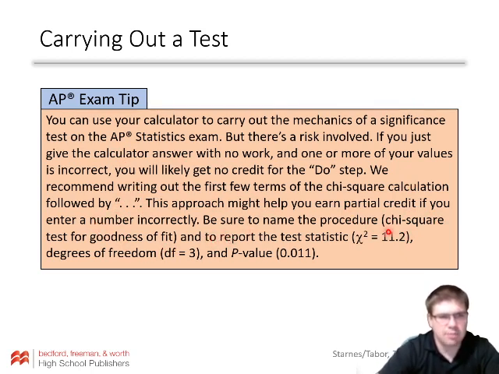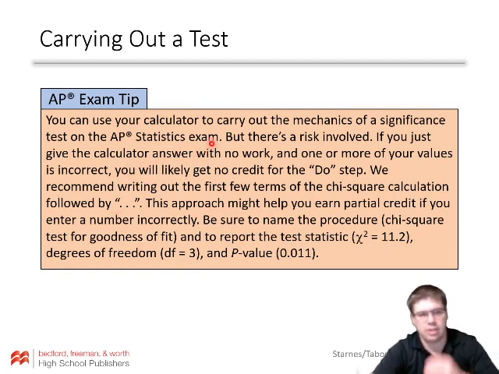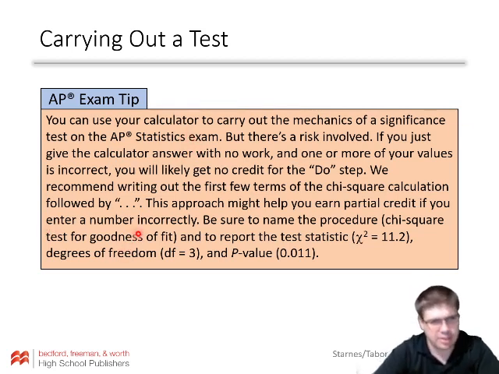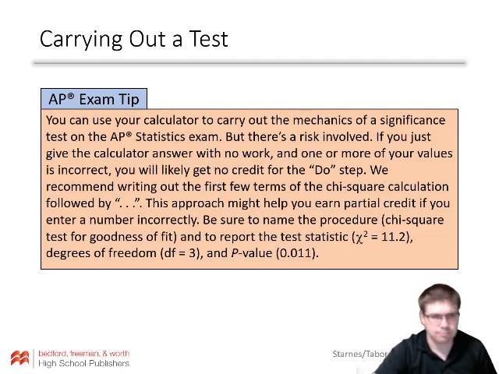Be sure to name the procedure, chi-square test for goodness of fit, and report the test statistic, chi-square, the degrees of freedom, and the p-value. So you can report that stuff. You can do it completely in the calculator, but they say to do a little bit by the formula. So you do your first observed minus expected squared over expected, your second one, and then fill in the rest with an ellipsis so you don't have to write out the whole thing because it can get quite long.